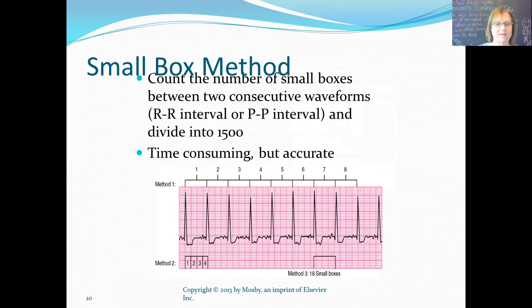Okay, small box method. I don't know anyone who uses the small box method because it's so time consuming. It is very accurate, but it's very time consuming. So you want to count the number of small boxes, the tiny ones, not the bigger boxes, between two consecutive RR waves or even the PP waves, and you divide that by 1500. So you need a little calculator there. Again, it's like the one where we counted the number of big boxes between two R waves and divided by 300. In this case, we're counting the number of tiny boxes between two R waves, and we're dividing it by 1500.